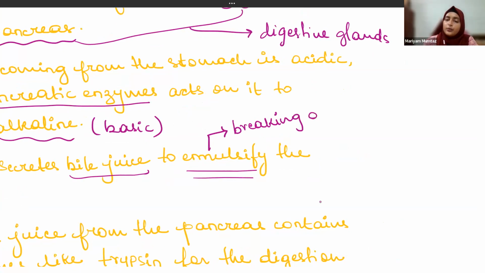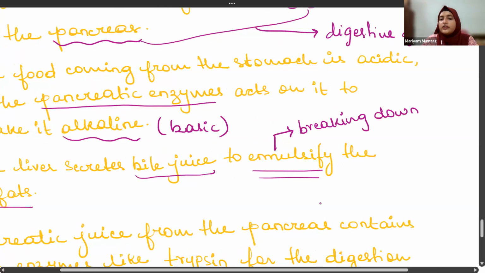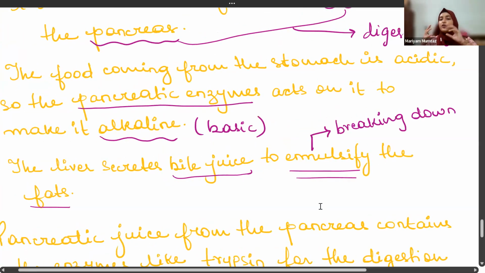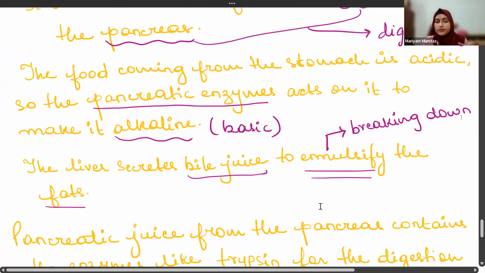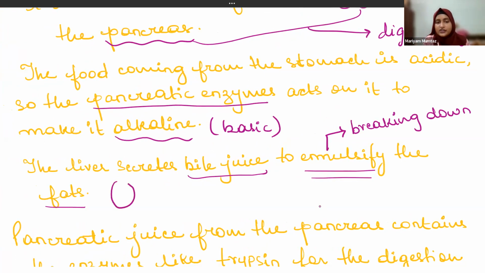So what the bile juice does is that it breaks down the fats. The fats are usually in large globular form. So if the fat was present in this shape, the bile juice would act on it and it will be converted into small molecules. It is not digested, it is broken down into smaller pieces. Clear?